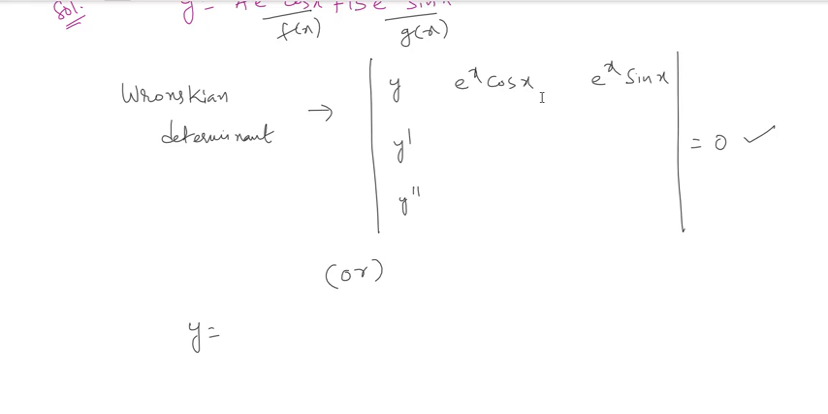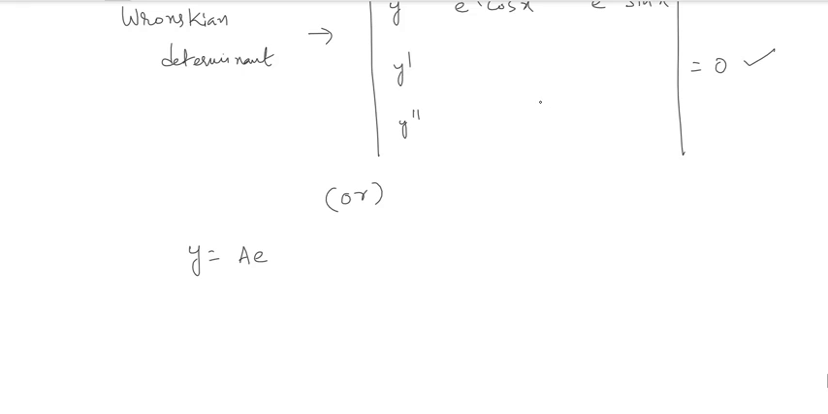So y is equivalent to what they have given in the problem: y is equivalent to e to the power of x into a cos x plus b sin x. The Wronskian determinant also can be done, but it makes it somewhat complicated. To eliminate that, I'm just giving this analysis. That's nothing more than that. So y is equivalent to this.